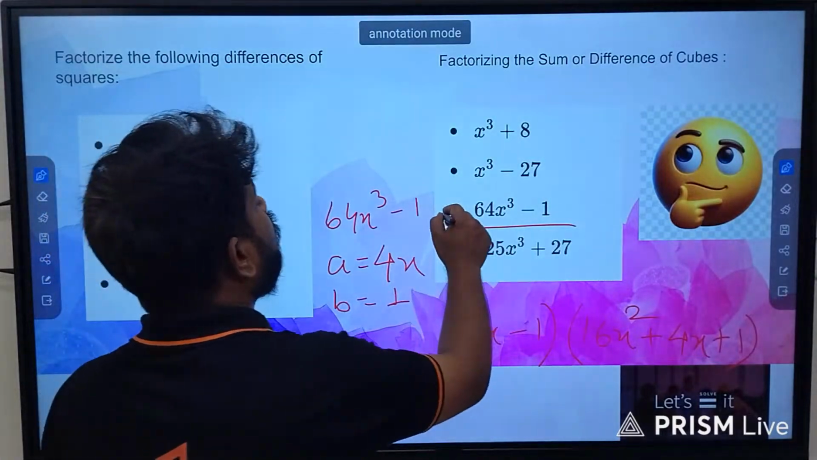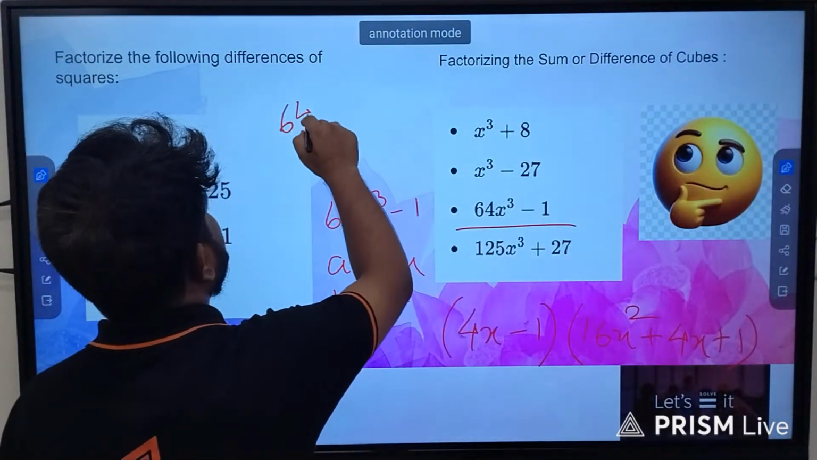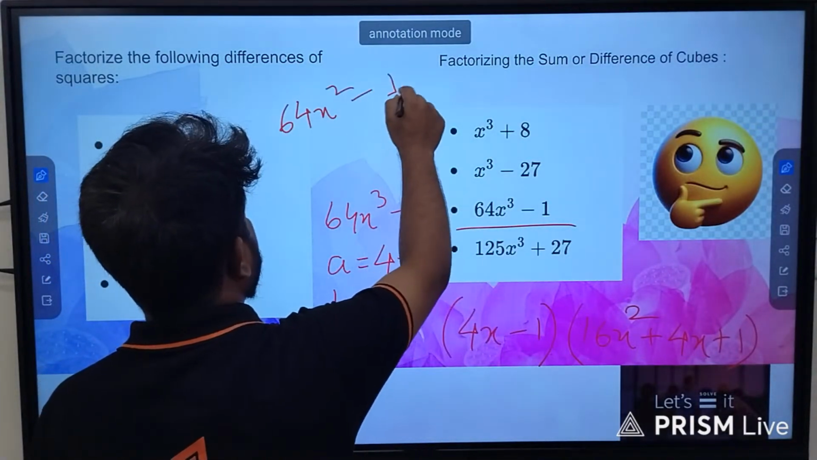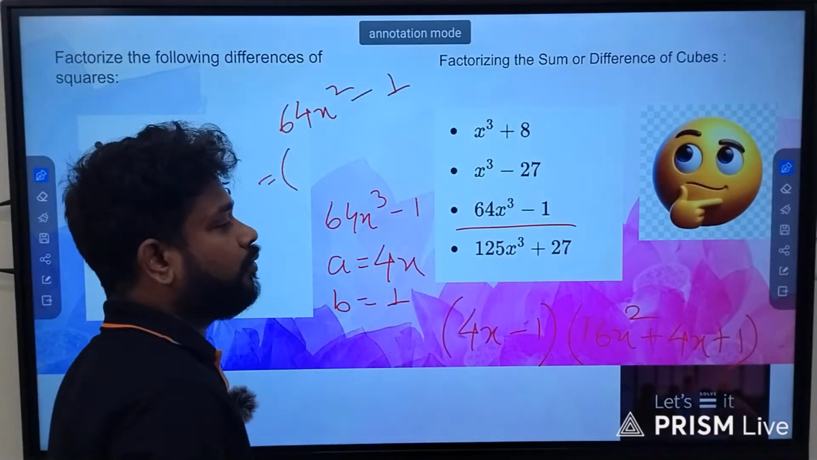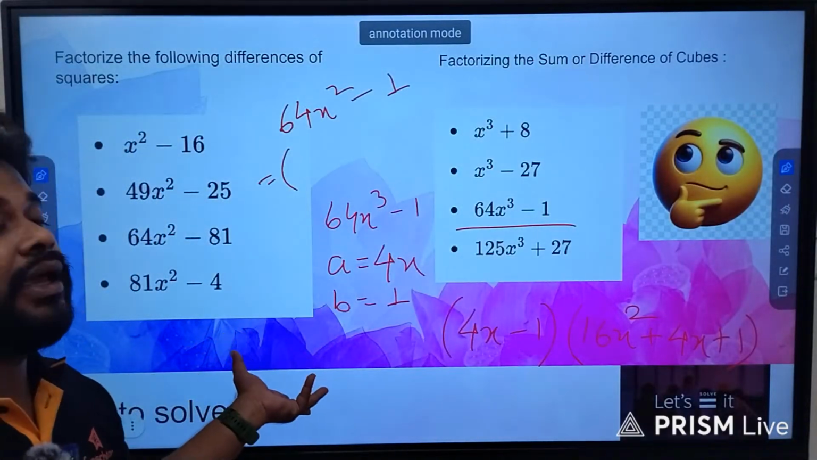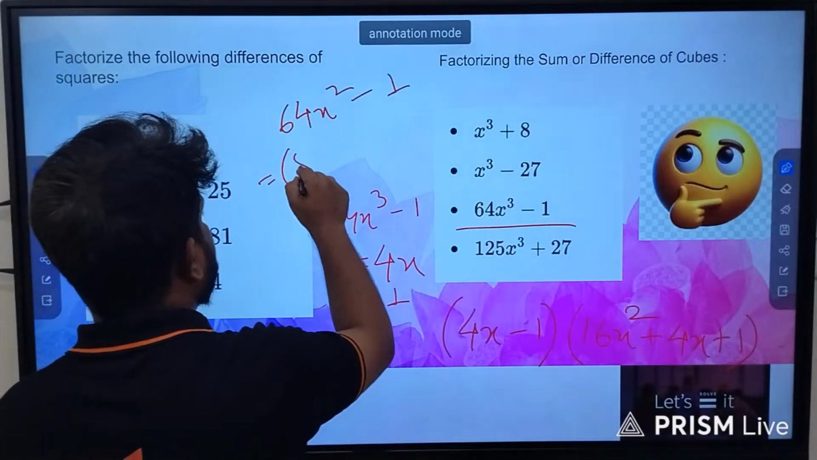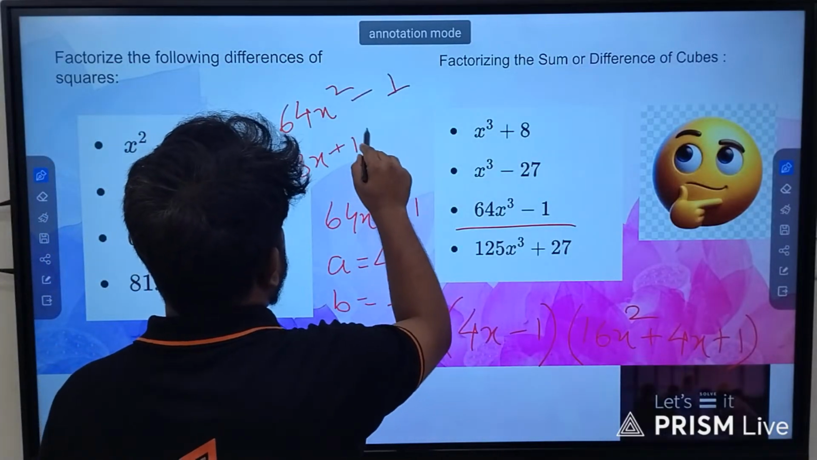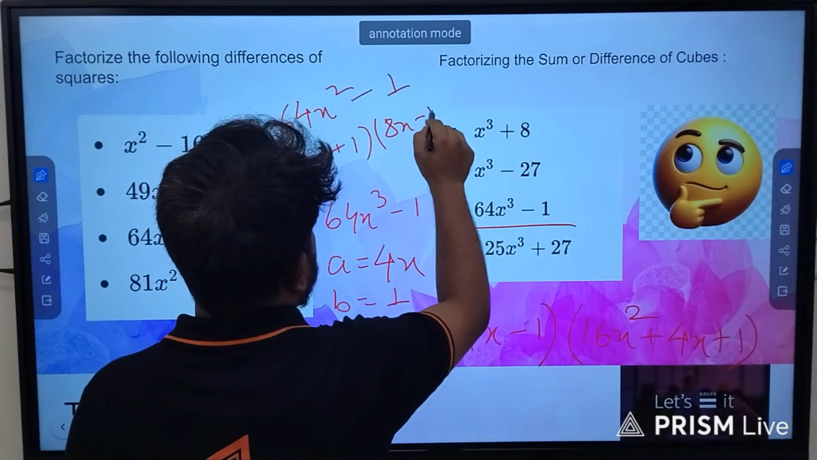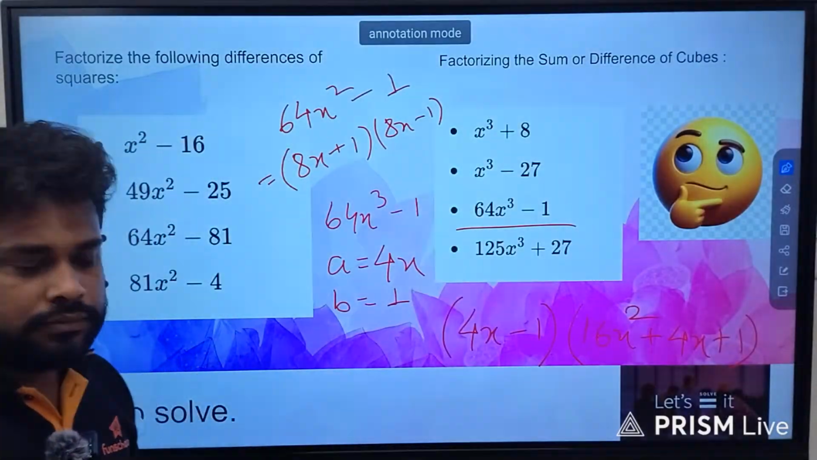Okay, if you want to do this, think of this as 64x square minus 1, it will follow the formula which I have tried earlier, that will be 8x plus 1 and 8x minus 1. Okay, done.